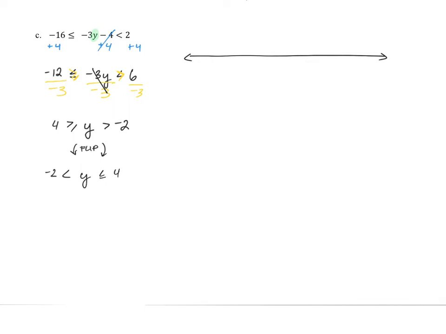So let's graph that. Negative 2, 0, and 4. And my values I'm looking for are in between that. Not equal to negative 2, but they're equal to 4. So I can fill in the 4 with a bubble. Because remember, the 4 had the line underneath, and the negative 2 did not. And there we go. So let's go ahead and do the interval notation. Well, we start at negative 2, but we don't include it. And then we go all the way up to 4, and we include it.